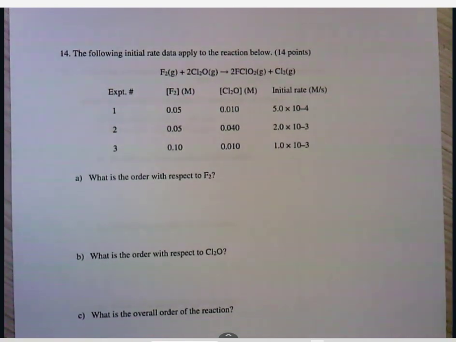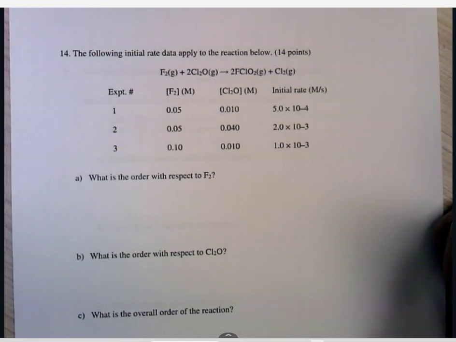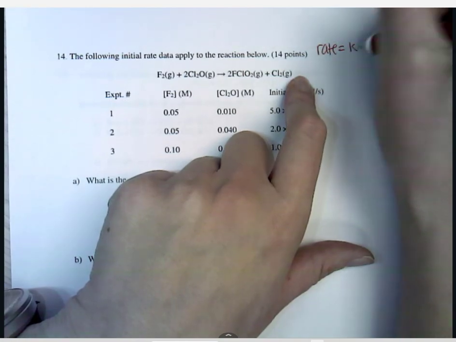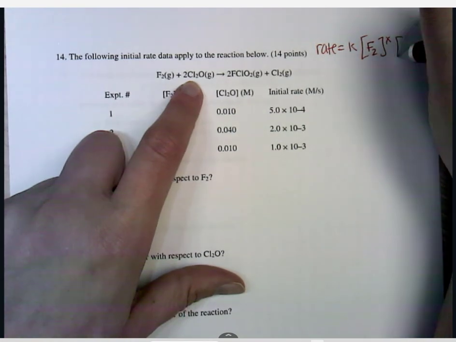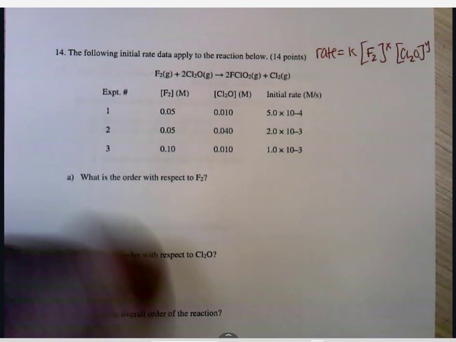All right, here we've got a kinetics problem. I'm looking for the reaction order with respect to each thing. I'm going to write my generic rate law to begin with. So this is going to be lowercase k times F2 to a power and Cl2O to a power, and I'm looking for those powers. That's the answers to A and B.